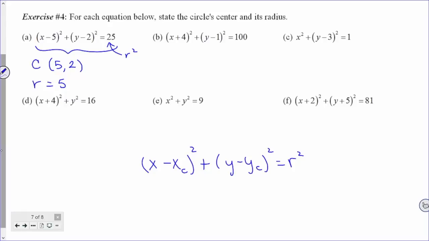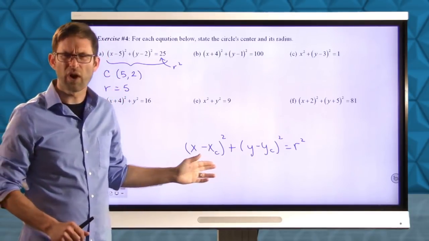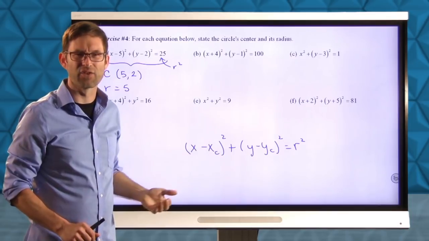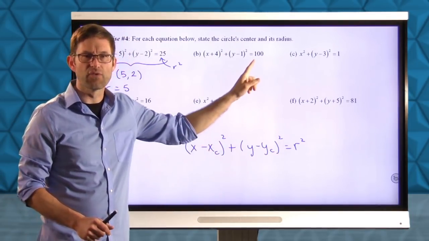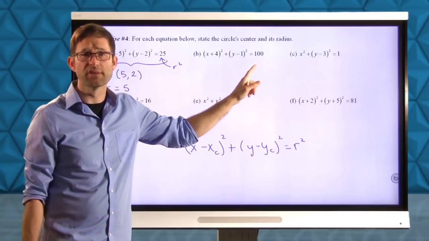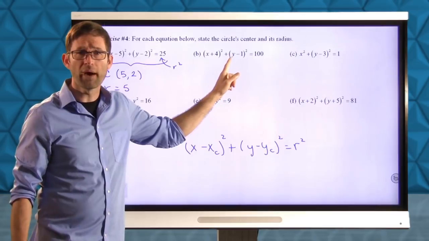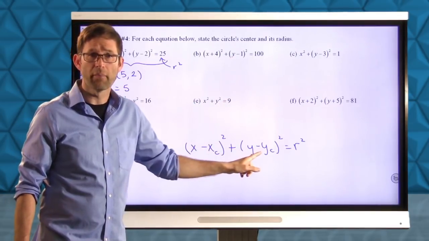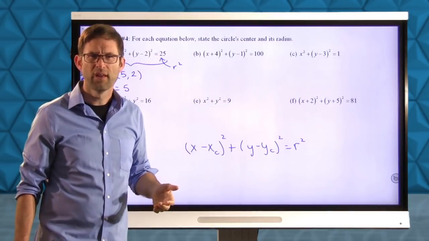Letter B says (x plus 4) squared plus (y minus 1) squared equals 100. Now that's trickier, because we're looking for subtraction, x minus its center, y minus its center. The radius is still easy. The radius squared is 100, so the radius is 10. No problem, okay? In fact, even the y minus 1, not a problem. Y minus y sub c, so the center coordinate of y is 1.